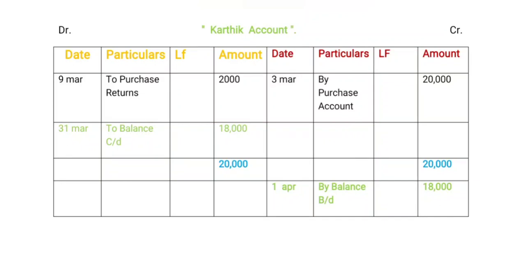Now compare both sides. The credit side is more, so we take 20,000 on both sides. Now we are coming to the debit side of Karthik's account, 31st March, to balance carried down, 20,000 minus 2,000, it is 18,000. It is the balance carried down, also known as the closing amount for this month. This amount is transferred to the credit side of Karthik's account as balance brought down. It is confirmed as the opening amount for next month.